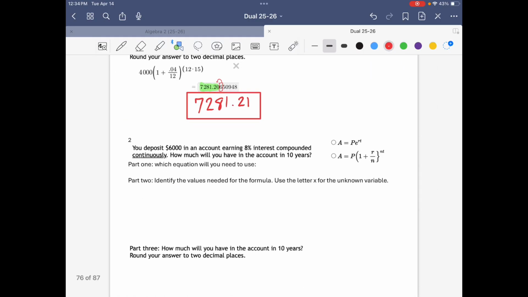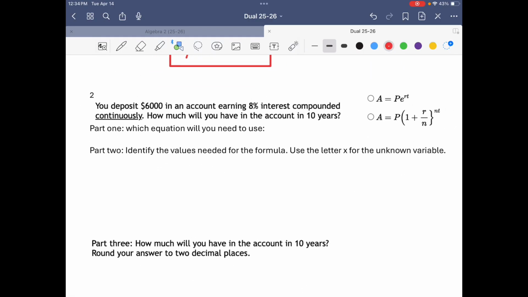Number 2, you deposit $6,000 into an account. Remember, if that's the money you're putting in, that's the P. And you're gonna get 8% interest. That's your interest rate. Compounded continuously.